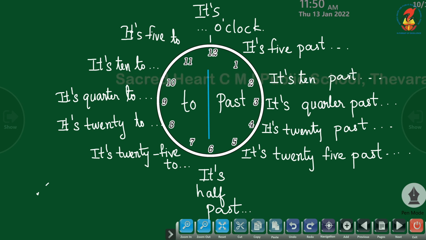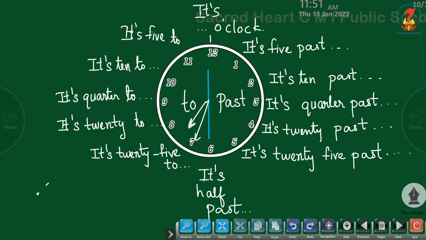So if the hour hand is between 7 and 8, and the longer hand is on 7, we can say it's 25 minutes to 8 o'clock. Here we say the next hour. So it's 25 minutes to 8 o'clock. When the minute hand, the longer hand, is on 8, we can say it is 20 minutes to the next hour. Here, after 2, we say the next hour.